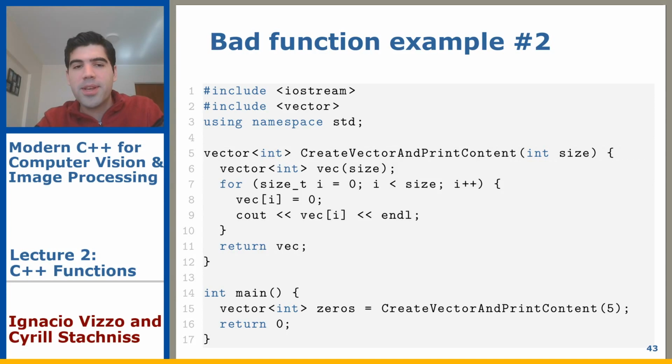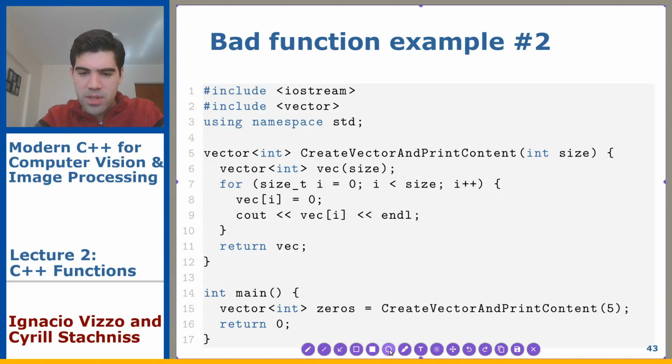This is another bad example. We have a function called create vector and print content. The name is too long, which means that something else is wrong. You're basically creating the same vector as in the first example, but in addition you're printing the content of this vector to the standard output, which in this case will be zeros.